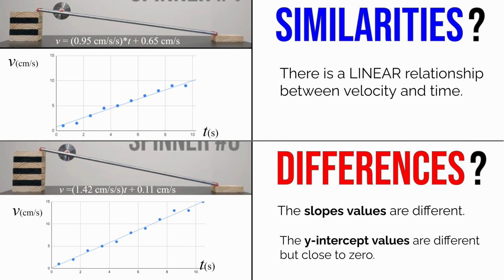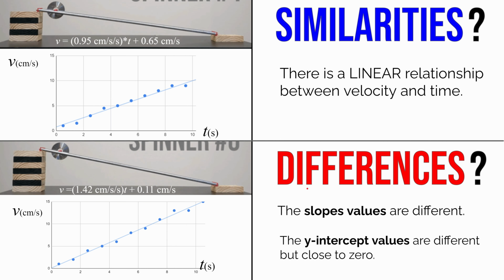Another thing we noticed was that the y-intercept values were a little bit different. And so in this case, the y-intercept was 0.65 centimeters for each second. In this case, it was 0.11 centimeters for each second. But we noticed that they're all fairly small values. Like here, you can see on the graph, it crosses pretty close to 0. And relative to this data set, it also crosses fairly close to 0.